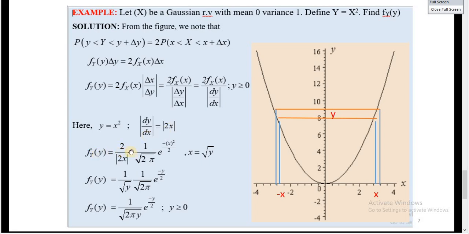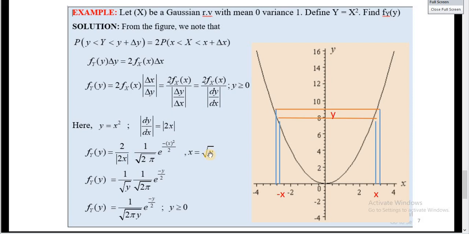And f sub y of y, this is f sub x of x, this is a Gaussian random variable with mean 0 and variance 1. So this is the density function of x, 1 over square root of 2 pi e to the minus x squared over 2. And this 2 is a result of the equation which we derived. The other 2, this is 2x, this is the derivative 2x.